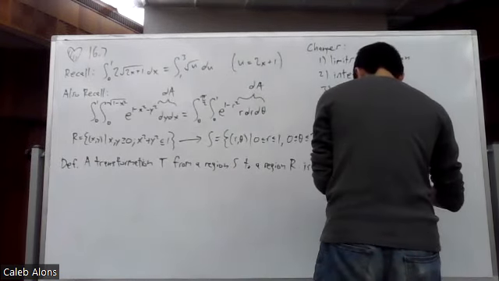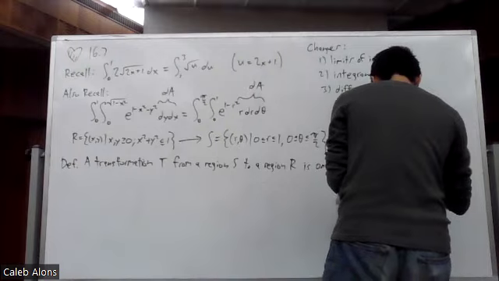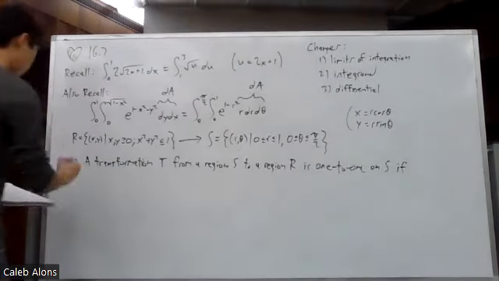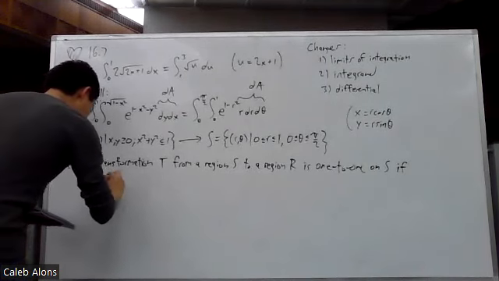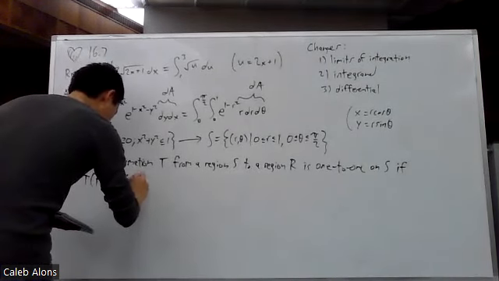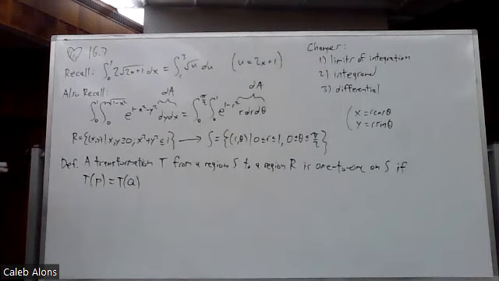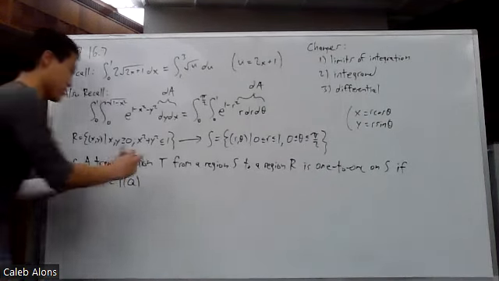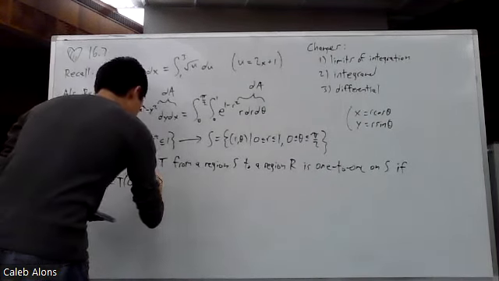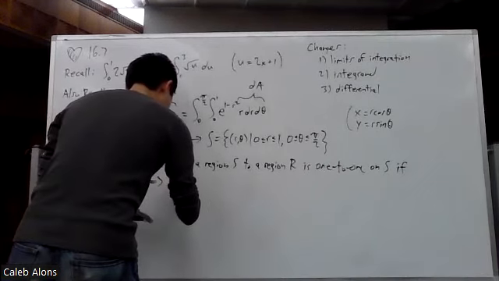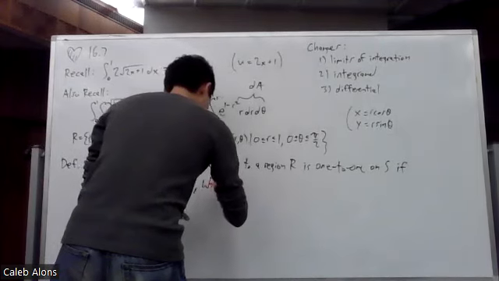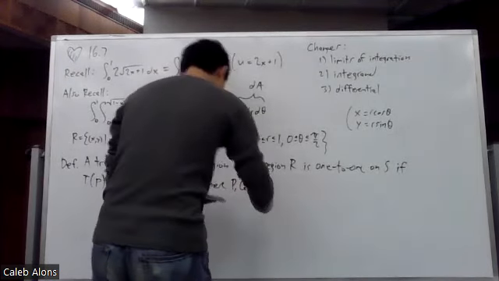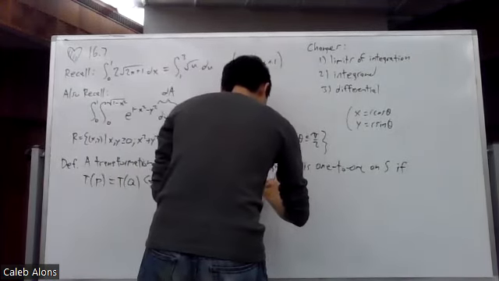One-to-one on your region S means that if I tell you that transforming some point P gives you the same thing as transforming some point Q, the only way that's possible is if P and Q are actually the same thing. Because they need to be unique pairs, right? Where P and Q are points in S.